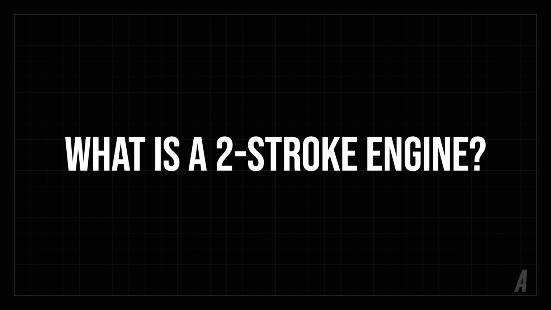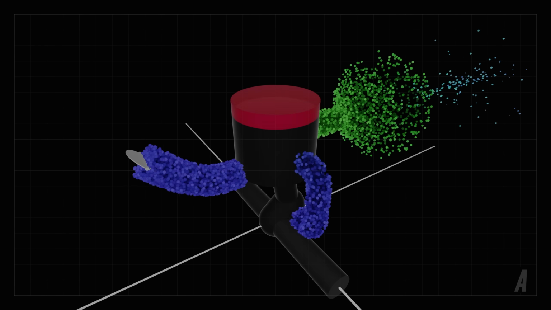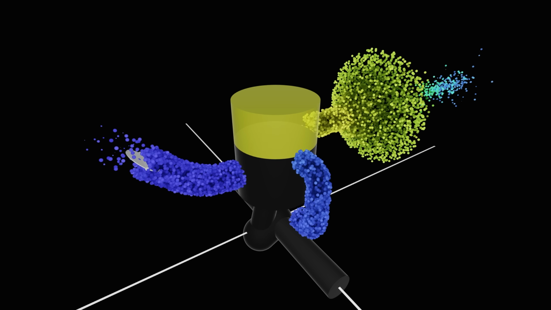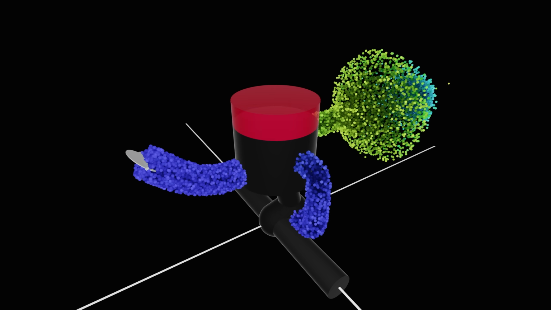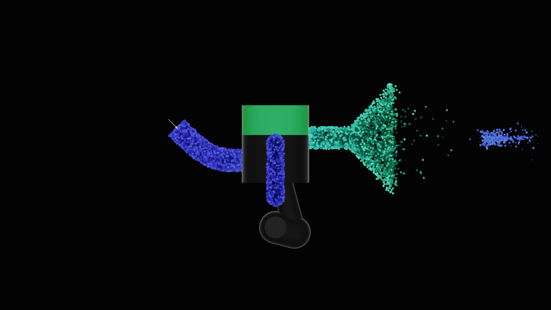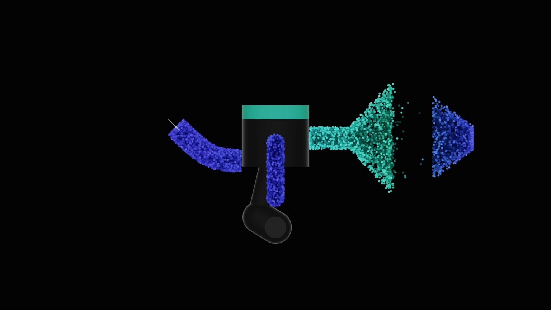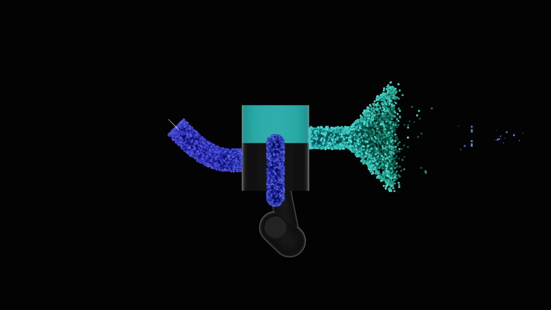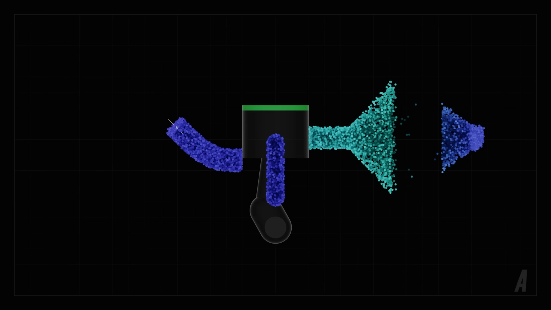Alright, first of all, what is a two-stroke engine? Two-stroke engines use something called a two-stroke cycle, as opposed to the more common four-stroke cycle found in most cars. Two-stroke engines produce a lot of power for their weight, so they're used in applications where you'd want the engine to be as light as possible, like in handheld power tools or dirt bikes.